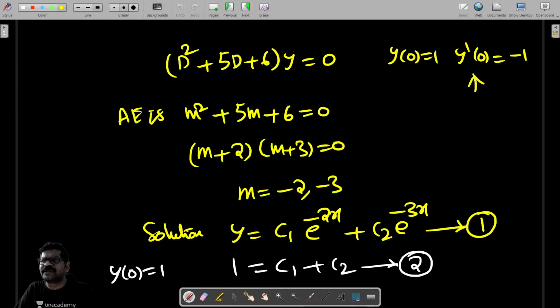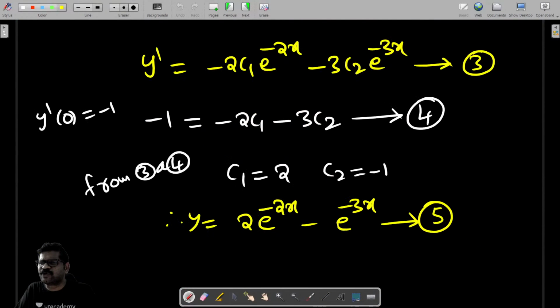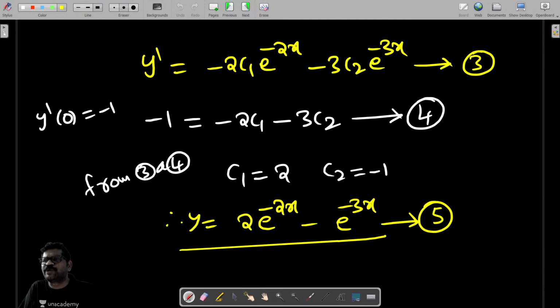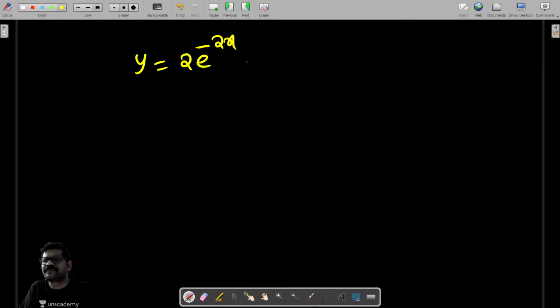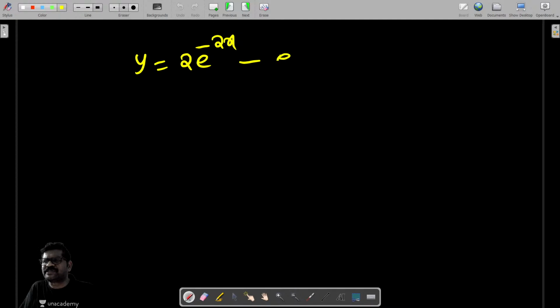Now we have to find out at which value of x y of x attains its maximum value. So by taking equation 5 you have to apply the concept of maxima and minima. Now y is equal to 2 e power minus 2x minus e power minus 3x.